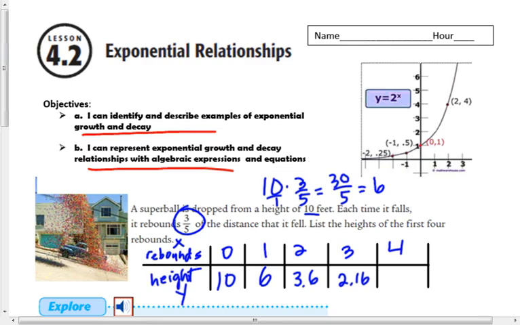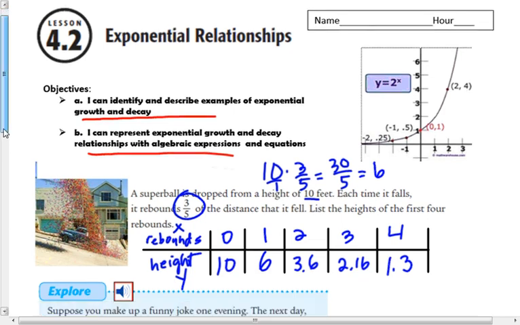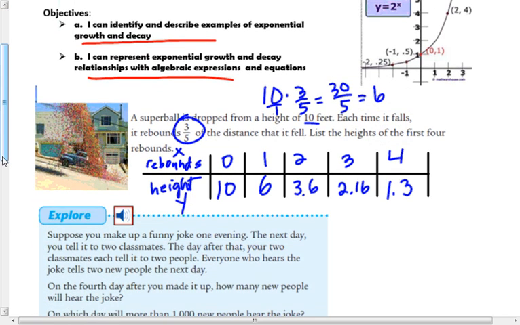All right. And that's how you can use a calculator to help you get an exponential relationship. Notice I just kept multiplying by 3/5. So, thinking about that for a second and trying to establish what expression would represent this. On this 4th one here, we started with 10 at 0, and I multiplied by 3/5 each time. And it turns out the number of times I'm multiplying by 3/5 is the same as the number of rebounds.